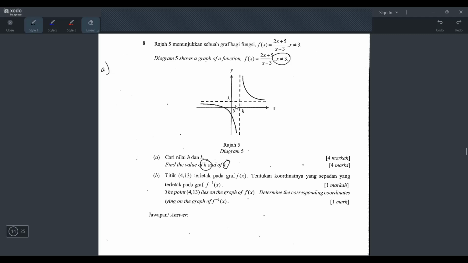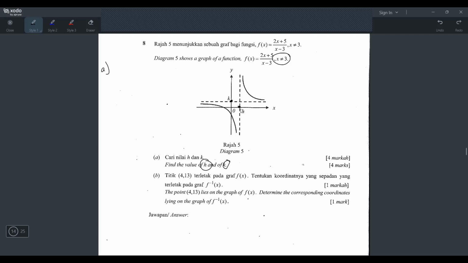H and K is not the x-intercept and y-intercept, right? Because H, the curve didn't even touch H. Do you agree? See, the curve is like this. So does the curve touch H? No, right? So it's not correct to say H is the x-intercept. Same thing, the K also, the curve never even touched K. So you can't tell me K is the y-intercept, right? So H and K is definitely not the x-intercept and definitely not the y-intercept. So what is H and K then?